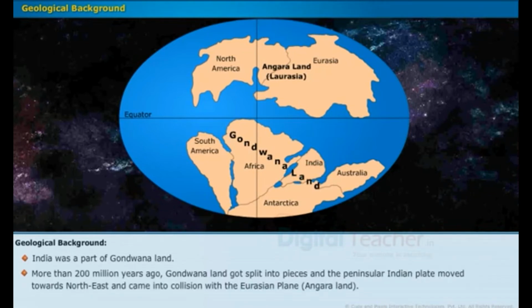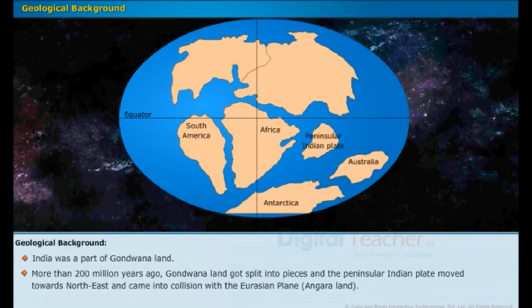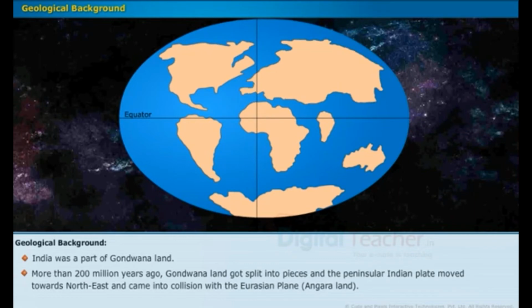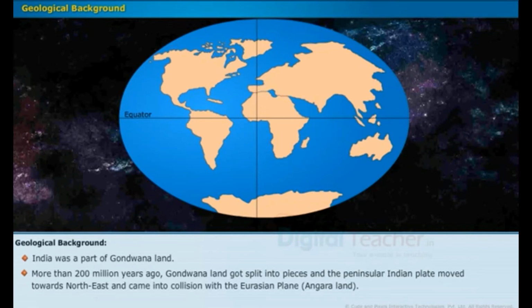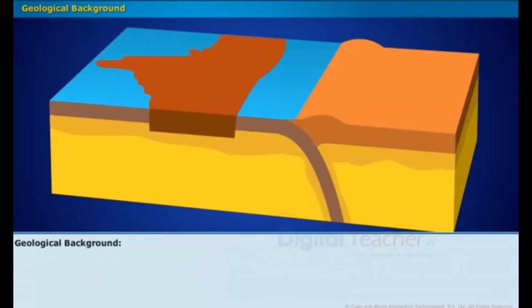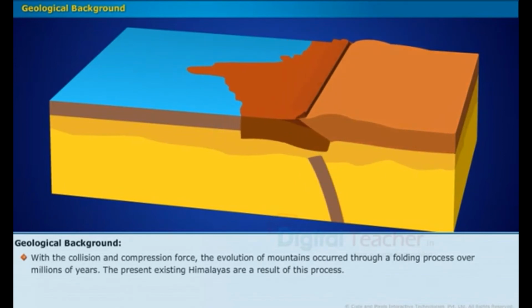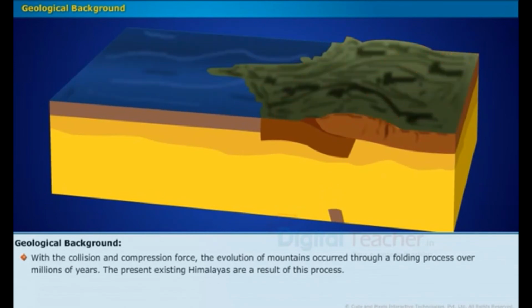More than 200 million years ago, Gondwana land got split into pieces and the peninsular Indian plate moved towards the northeast and came into collision with the Eurasian plate, Angara land. Through this picture we can understand how they formed. With the collision and compression force, the evolution of mountains occurred through a folding process over millions of years. The present existing Himalayas are a result of this process.